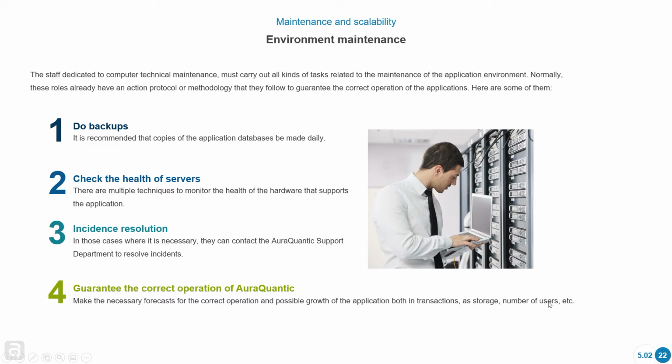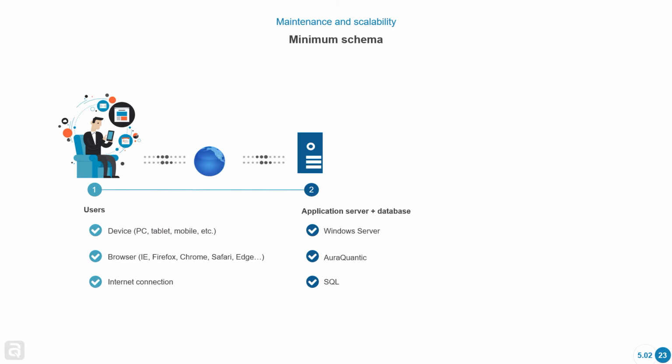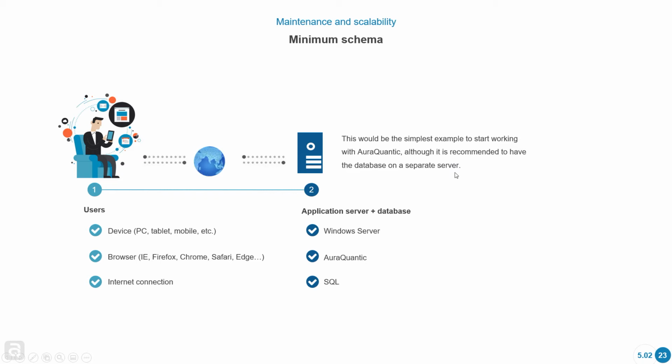As we have seen in previous modules, this is the minimum schema needed to install Quantic. It would be a server where we would have the operating system or the Windows server, the Quantic application, and the SQL database. We know that the users only need a browser and an internet connection. This would be the simplest example to start working with Quantic, although it is recommended to have the database on a separate server.